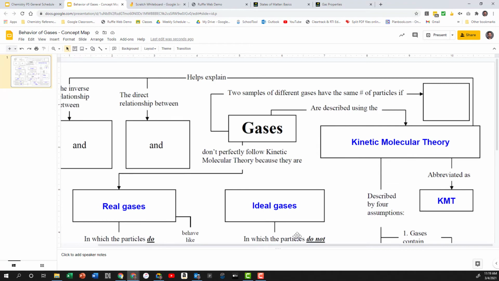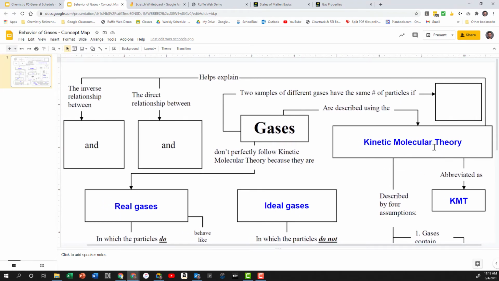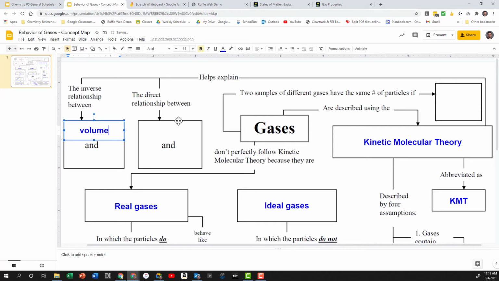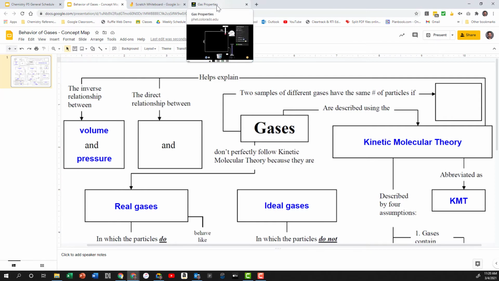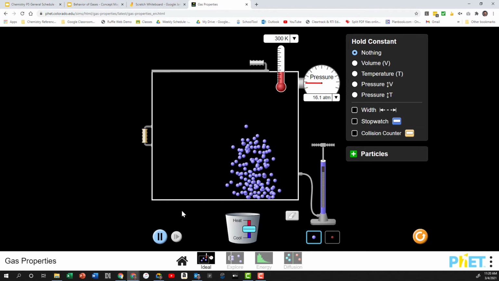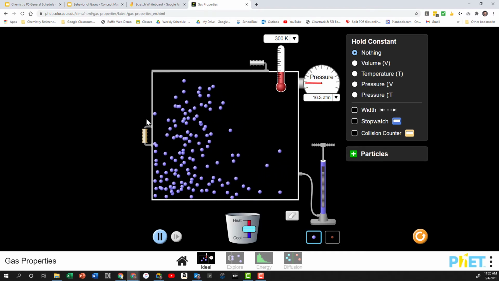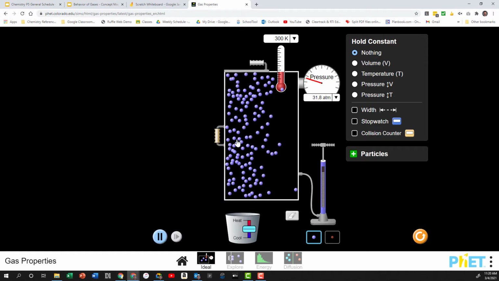Let's follow this line that comes out of this kinetic molecular theory box. Kinetic molecular theory helps explain the inverse relationship between volume and pressure. Inverse means that they are opposite to each other. So as volume decreases, the pressure increases. So here's our pressure at about 16 or so. If I decrease the volume, the pressure goes up.